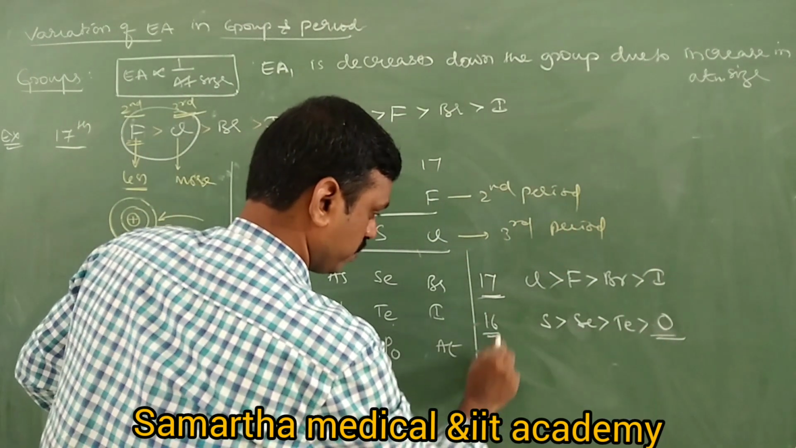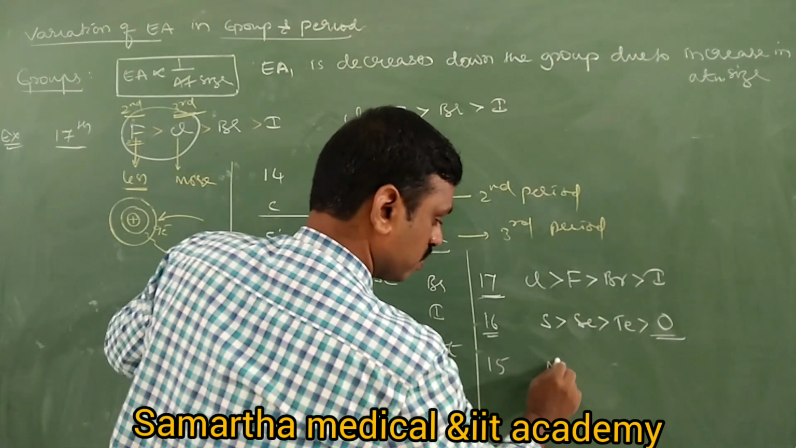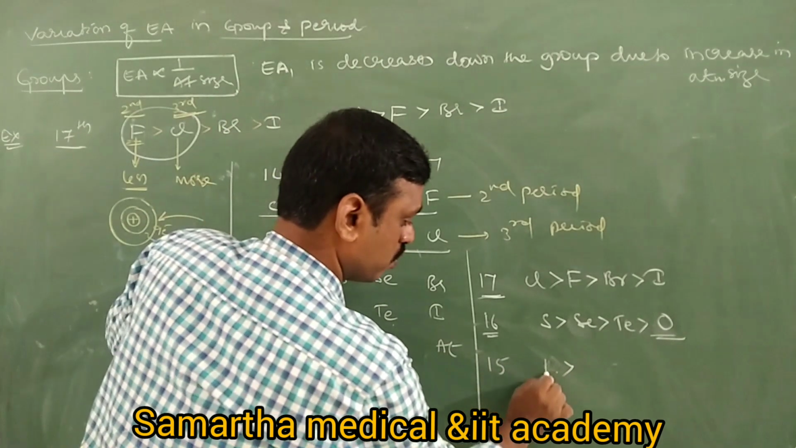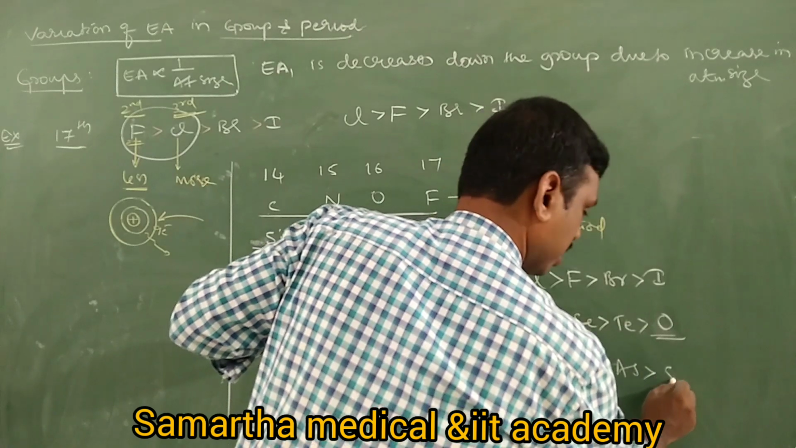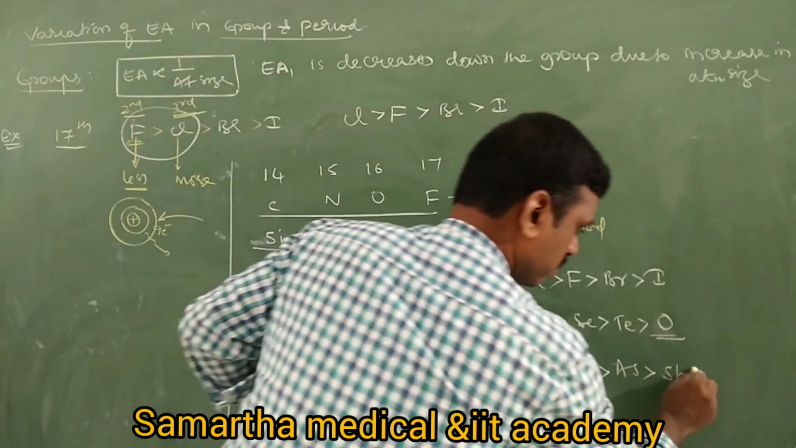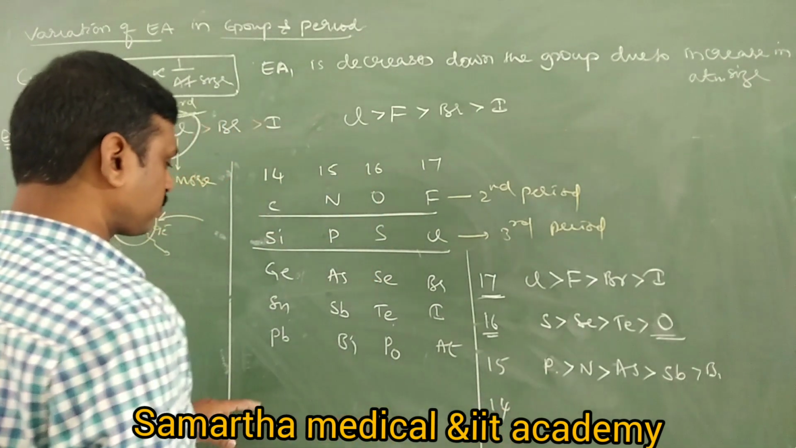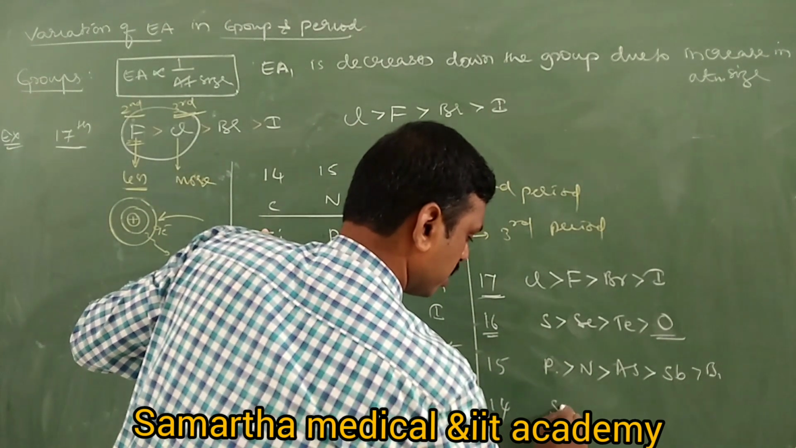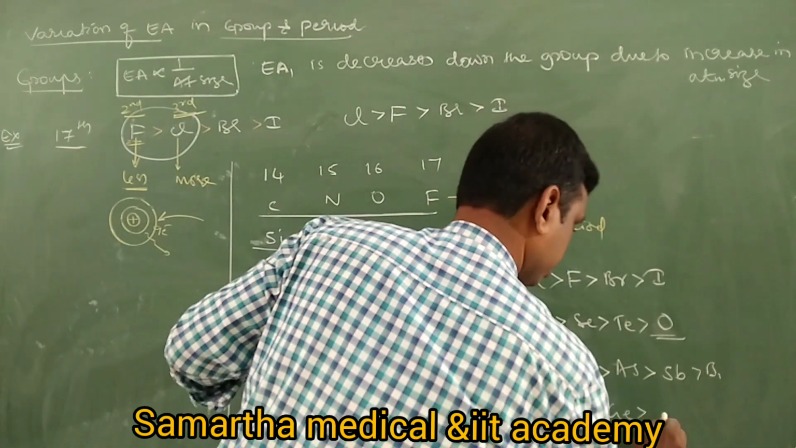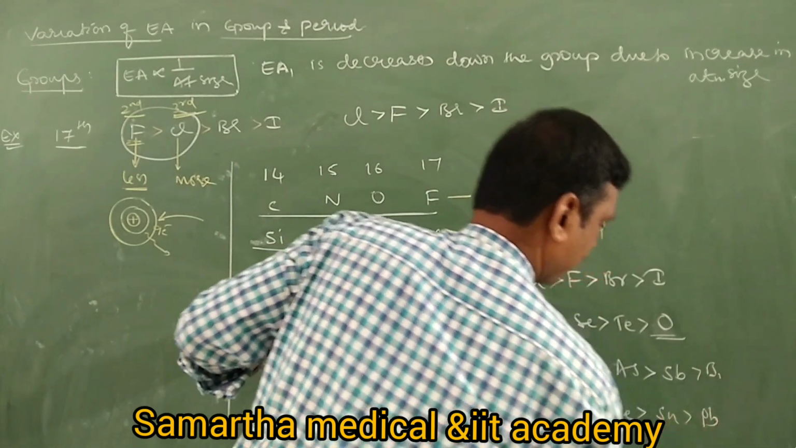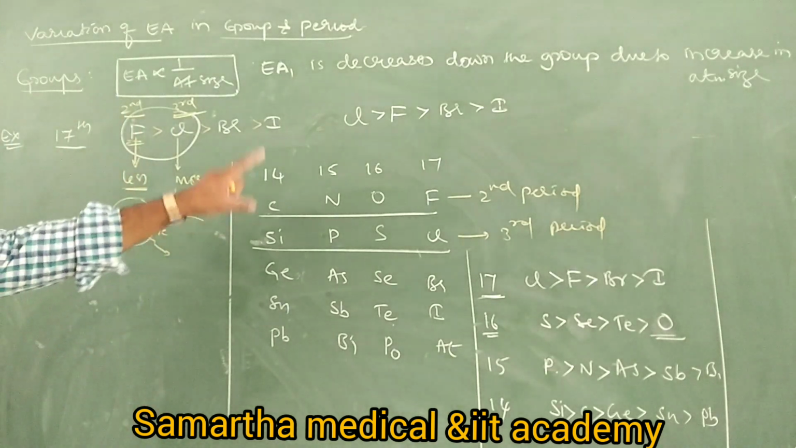Next is the 15th group. As it is, phosphorus is more, then nitrogen, then arsenic, then antimony. Okay, leave out bismuth. We can write it off, not a problem. In the 14th group, silicon is greater than carbon, next is germanium, then tin, then lead. So this is the order of electron gain enthalpies of the 14th to 17th group elements.